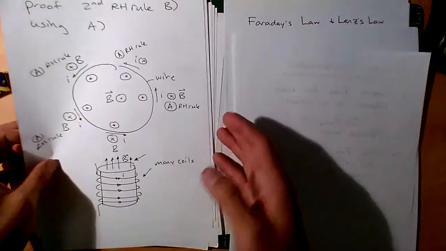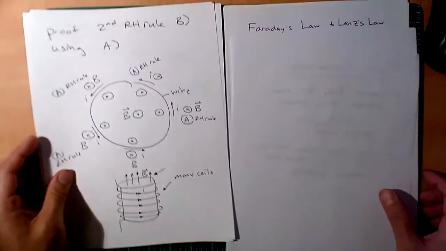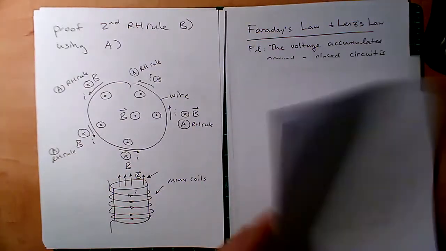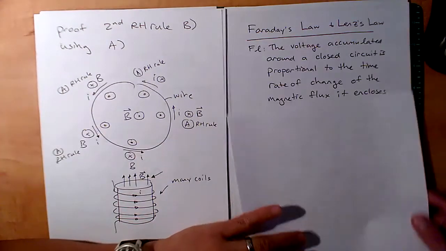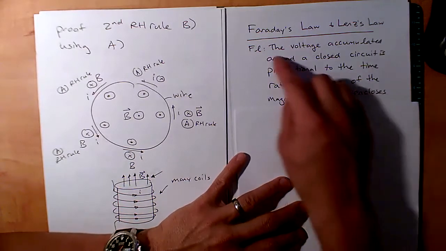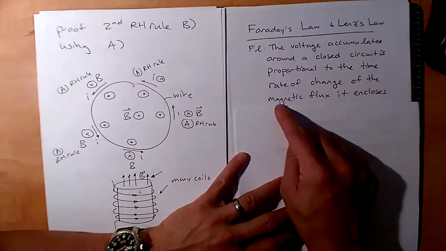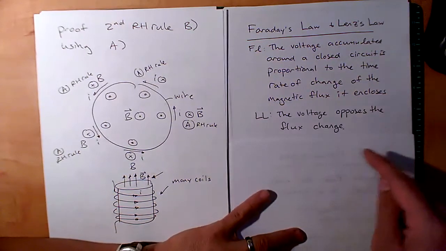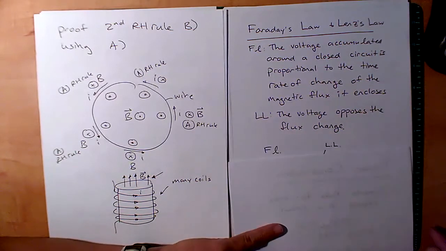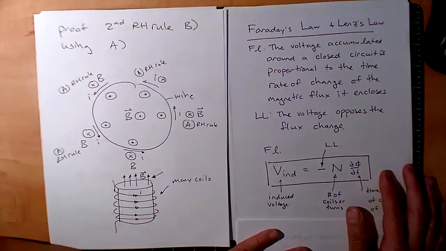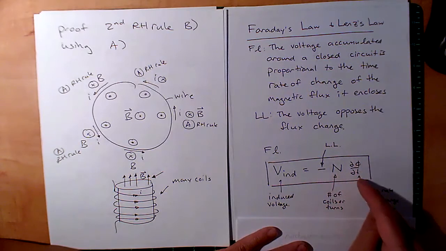Okay, the last of the Maxwell's equations is Faraday's law. And this is also fundamentally KVL, Kirchhoff's voltage law, believe it or not. KVL is combined with Lenz's law. So what does Faraday's law say? The voltage accumulated around a closed circuit is proportional to the time rate of change of the magnetic flux it encloses. And Lenz's law says the voltage opposes the flux change. This is the equation that you want to have in your head: V induced equals negative N d phi dt.